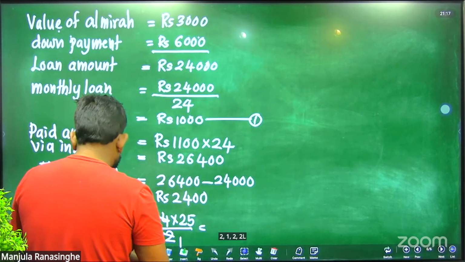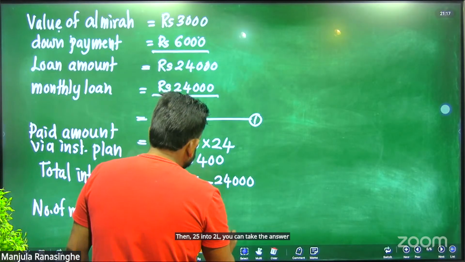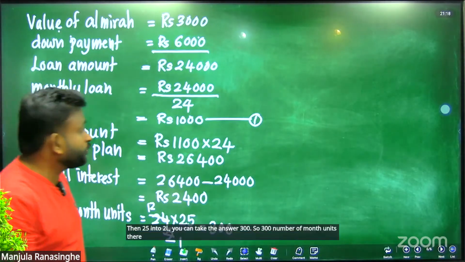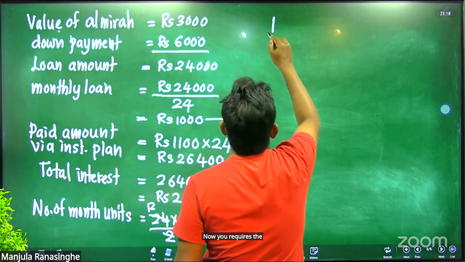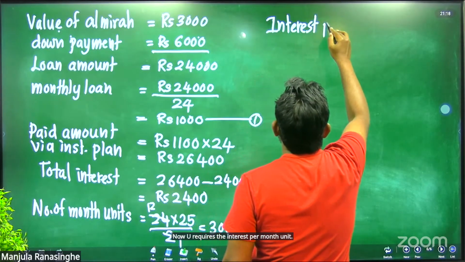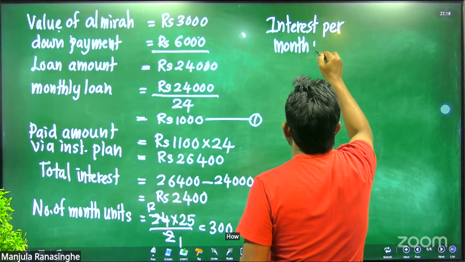Then 25 into 12, you can take the answer 300. So 300 number of month units there. Now you require the interest per month unit. Interest per month unit. How to take the interest per month unit?